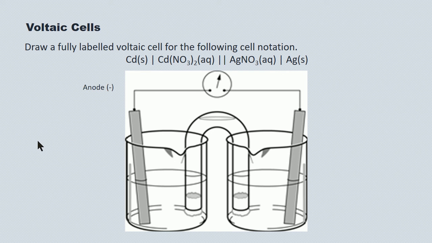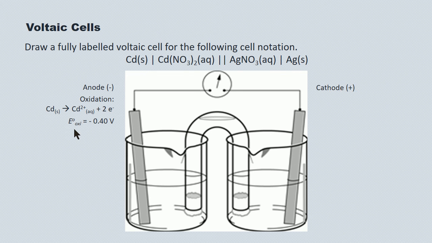So we start labeling. On the left is the anode, the negative terminal, the site of oxidation. And the oxidative half reaction then is cadmium losing 2 electrons to form the cadmium ion and 2 electrons. And the potential for that half reaction is negative 0.40 volts.